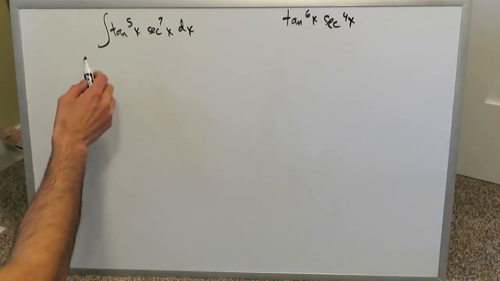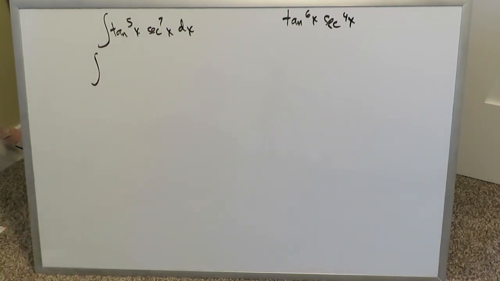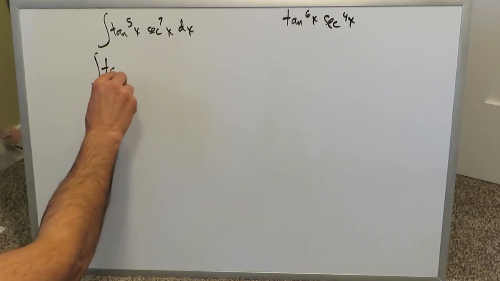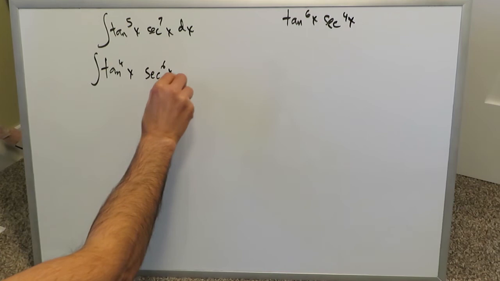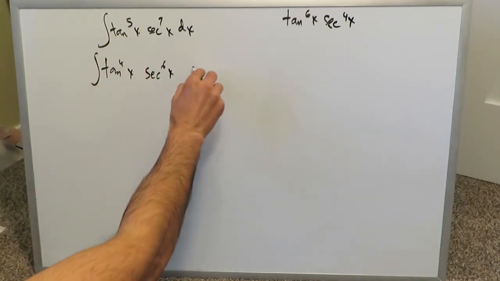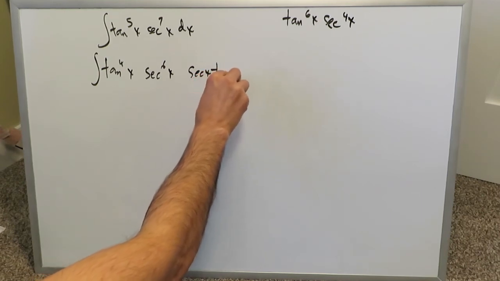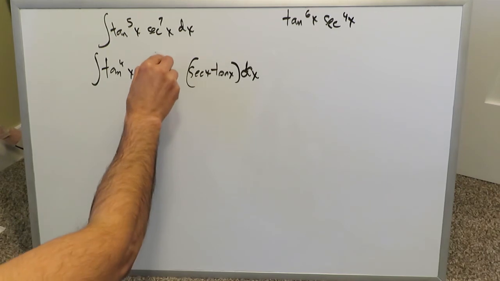If I were to somehow pluck out a tan and a secant x from here separately, I could rewrite my integral as a secant to the 4x, secant to the 6x. I've plucked out a secant and I've plucked out a tangent from this original question, and I'm writing them separately. Secant x tan x dx. If you were to open this, you would end up exactly here.